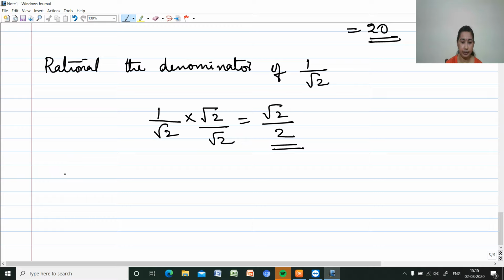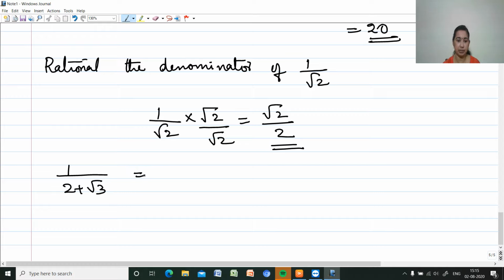So we'll move on to another question, that is 1 by (2 + √3). How to simplify this? Since a square root is coming, 2 + √3 is the denominator. In order to rationalize the denominator, we have to multiply this by 2 − √3. If a sum of two terms is coming in the denominator along with the square root, we have to rationalize it by multiplying. If it is 2 + √3, we have to multiply by 2 − √3 in the numerator and denominator.